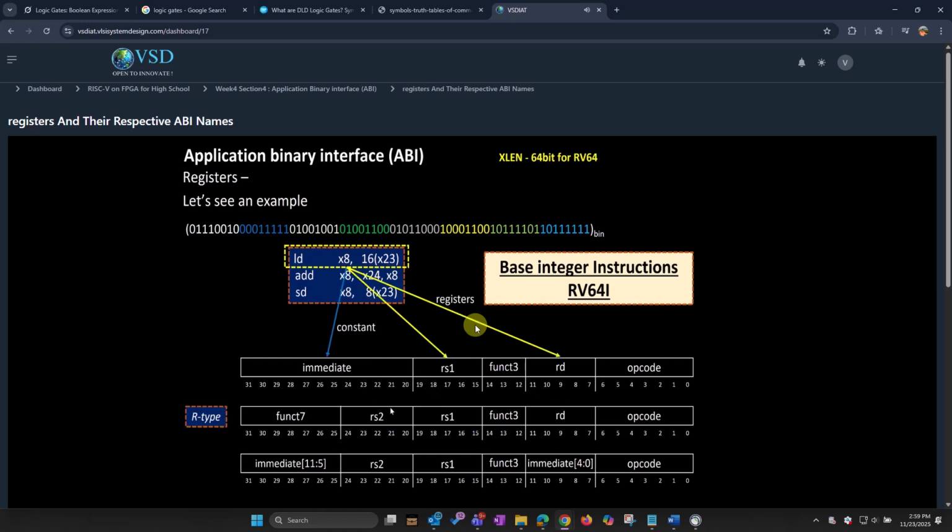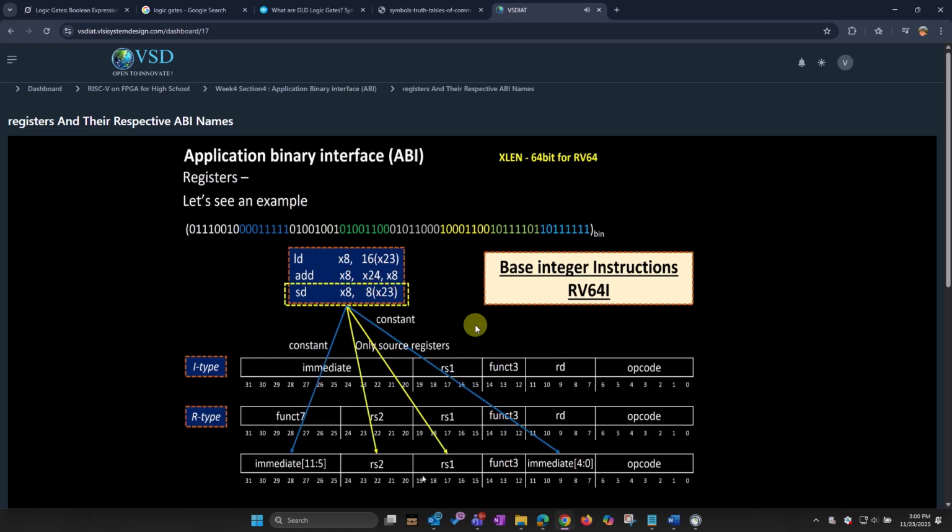If you see this particular instruction, which is load double word, you have one immediate and two registers. So the instructions that operate on registers and an immediate are called I type instructions, because of the name that matches the immediate, it's I type. This is R type. And if you look at the third instruction, it operates only on the source registers and the immediate, and also this is being used for storing something, and that's why these kinds of instructions are called S type instructions.